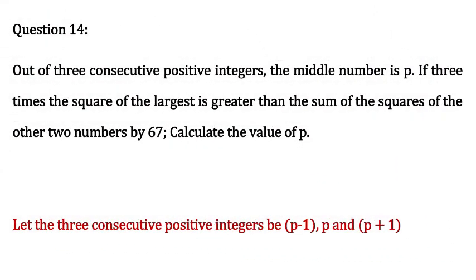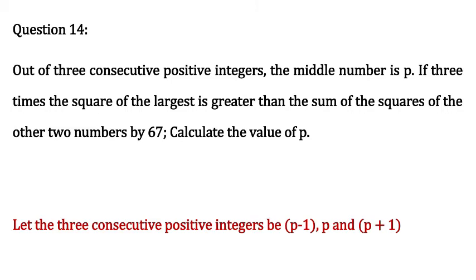Question number 14. Out of three consecutive positive integers, the middle number is p. If 3 times the square of the largest is greater than the sum of the squares of the other two by 67, calculate the value of p. In this problem, what we need to assume is clearly given in the question. There are three consecutive positive integers. It is clearly mentioned in the question to consider the middle number as p.